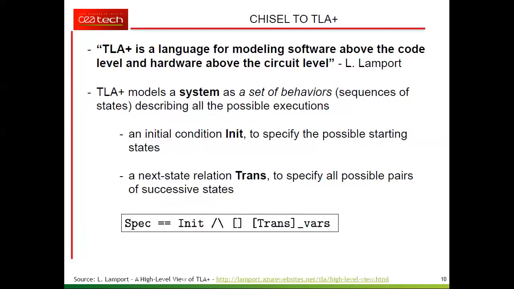So for a formal specification, we have on one hand TLA plus, which models the system as a set of behaviors, where we specify the initial state and the transition system. So the specification that we aim to generate automatically is of this kind: we have the initial state, and then always a transition in the transition system. Okay?